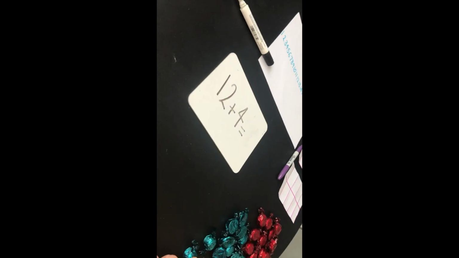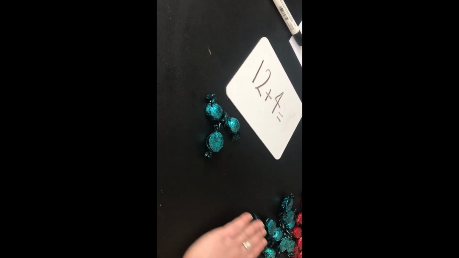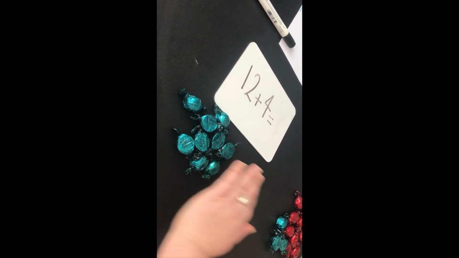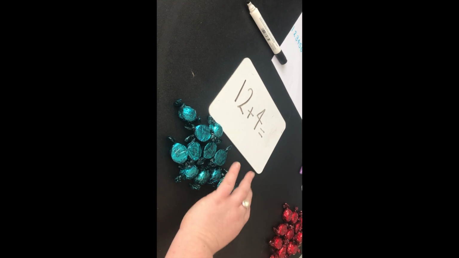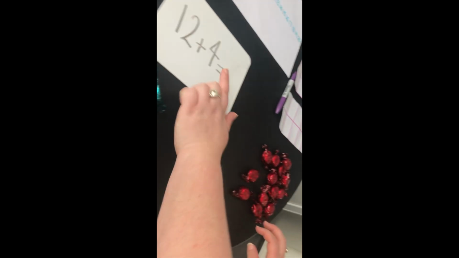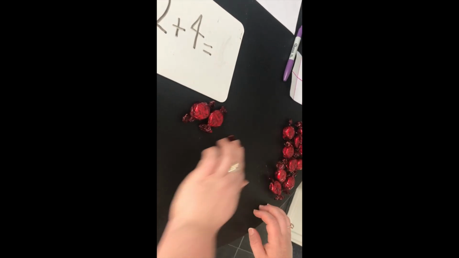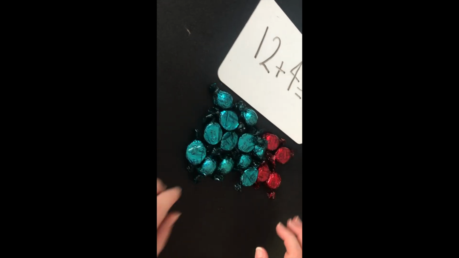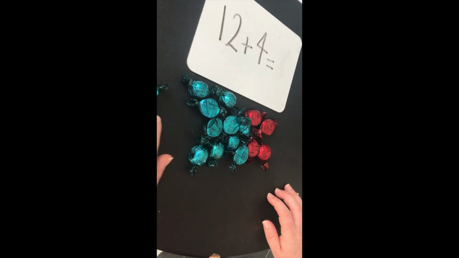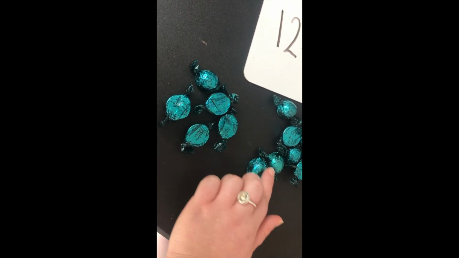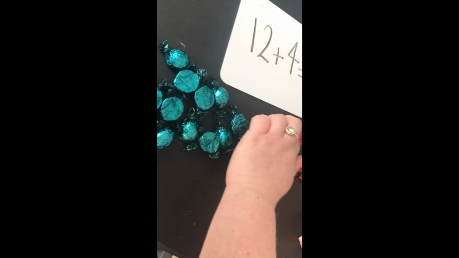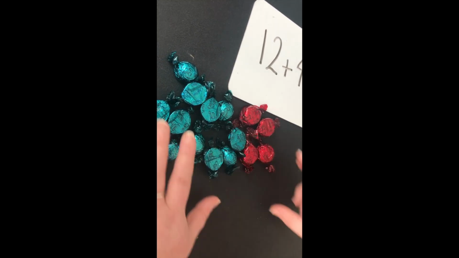So for my first addend I'm going to count out 12 sweets. 1, 2, 3, 4, 5, 6, 7, 8, 9, 10, 11, 12. That's our first addend. Then I need our second addend. 1, 2, 3, 4. To find our sum, I'm now going to count out how many we have altogether. 1, 2, 3, 4, 5, 6, 7, 8, 9, 10, 11, 12, 13, 14, 15, 16.